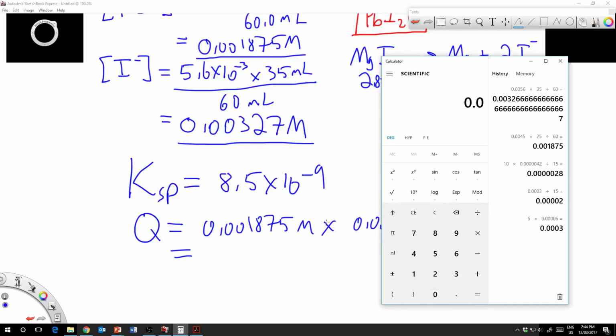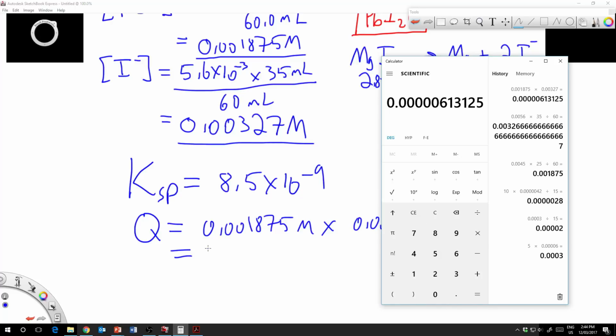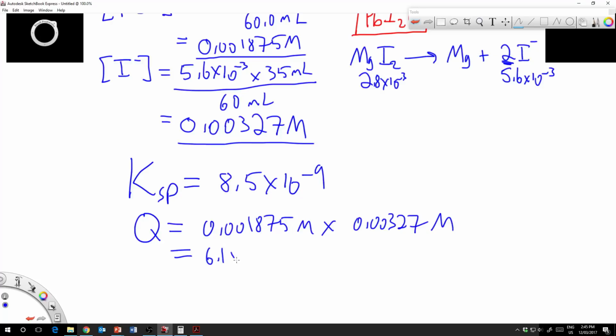And this is going to be, calculator, 0.001875 times 0.00327. So we have a total of, let's see, 6.1 times 10 to the negative 6. That's my Q. And this is obviously bigger than 8.5 times 10 to the negative 9. So we can say then that a precipitate is created.